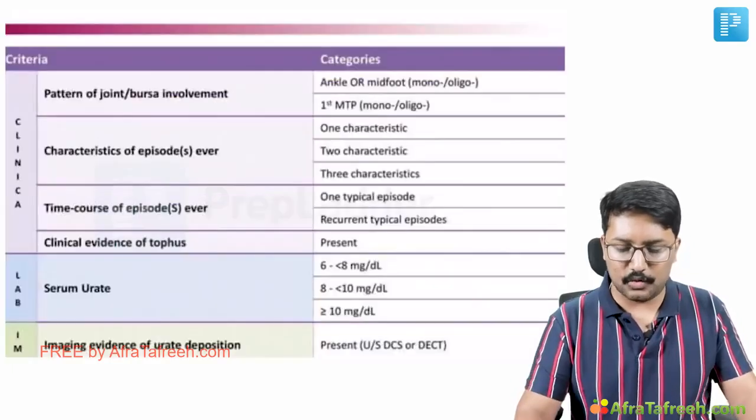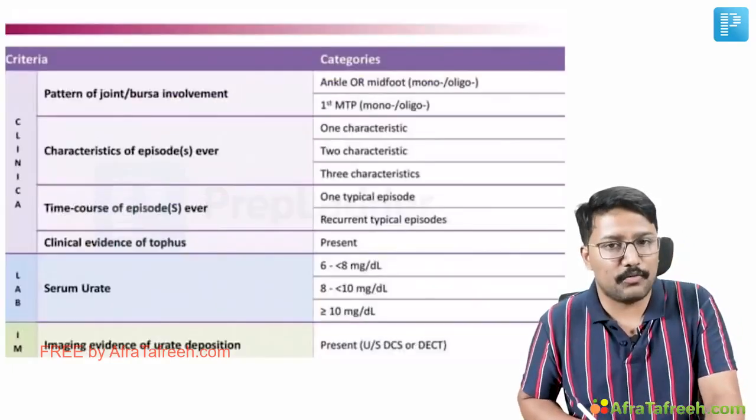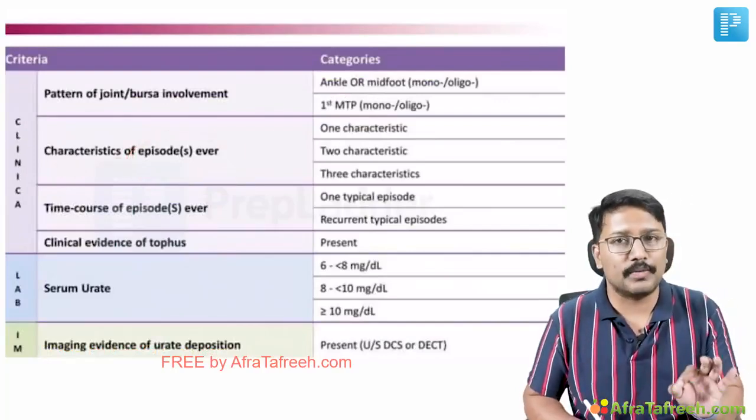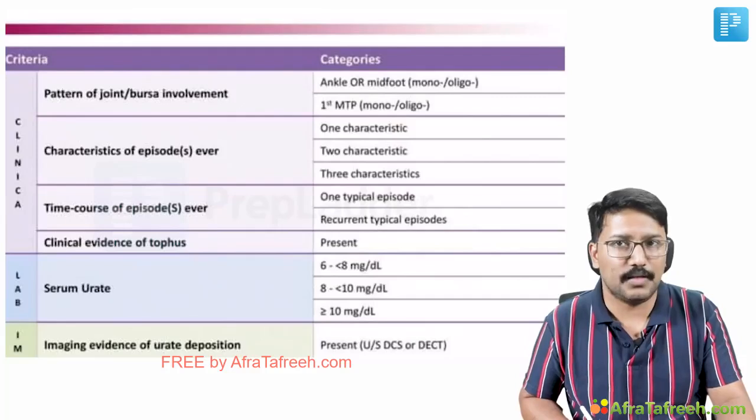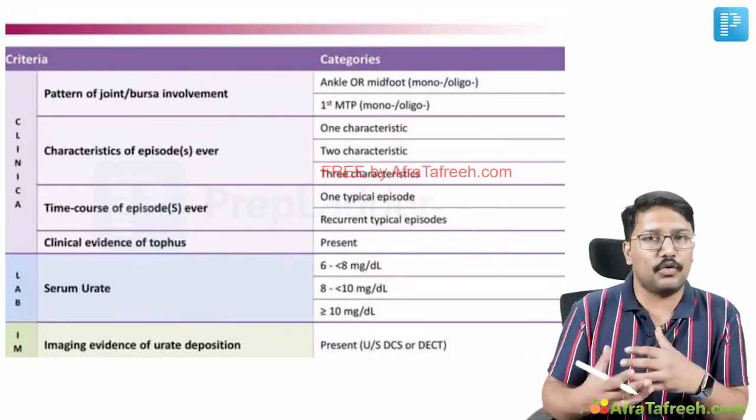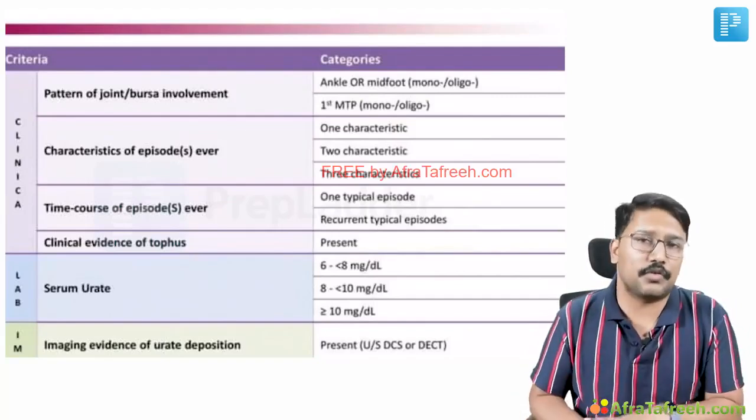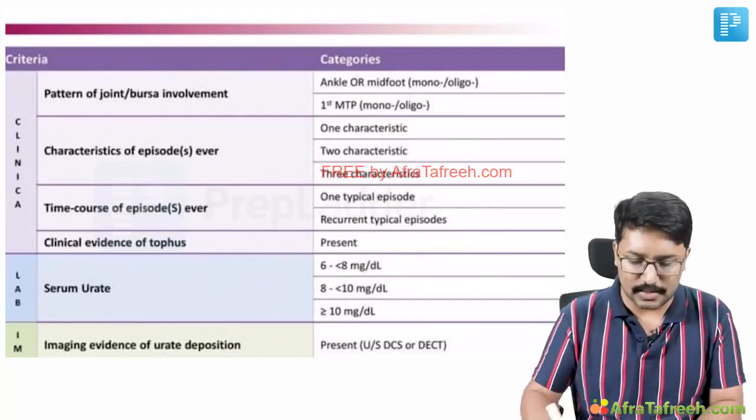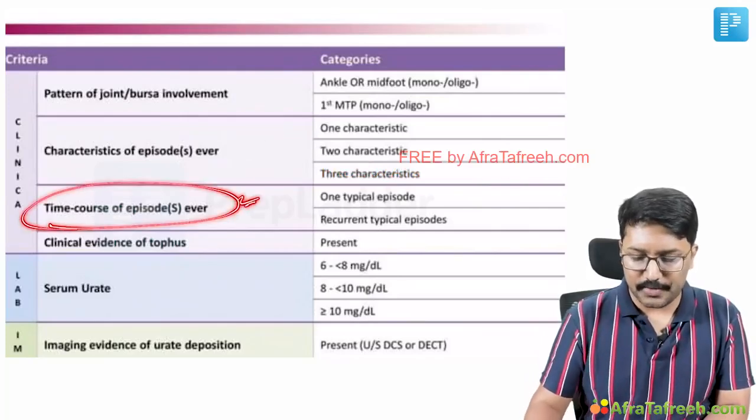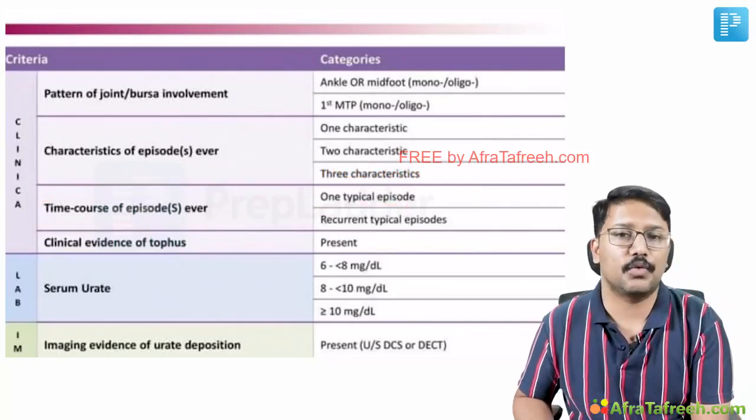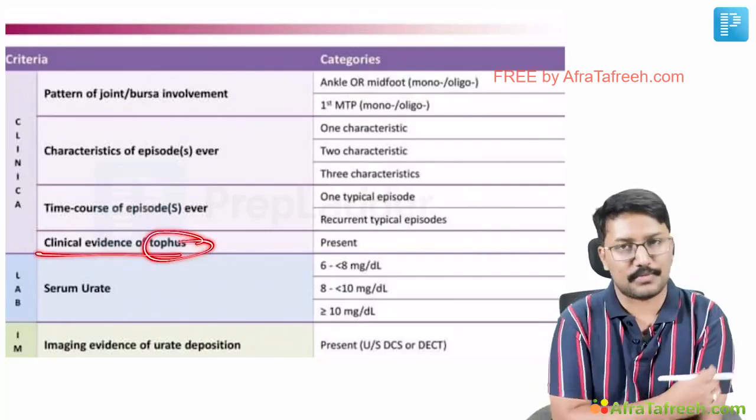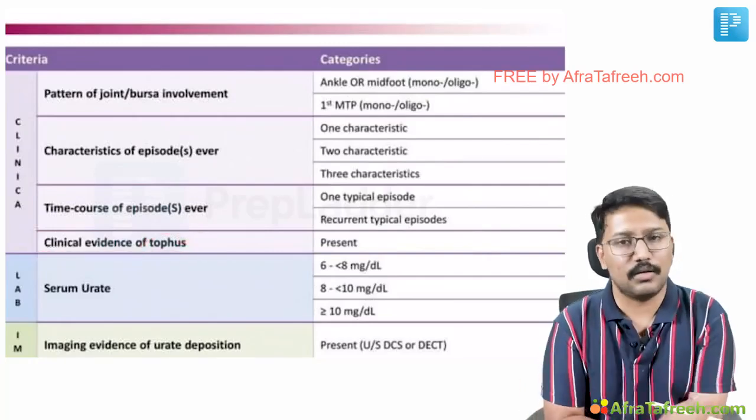Now let us talk about the clinical domain. So clinical domain looks into pattern of joint or bursa involvement. Then it also looks about the characteristics of episodes of arthritis whenever they occur, right? So typically gout is monoarthritis, and the episodes, whether it is oligo or mono, and what are the characteristics of those arthritic episodes is the second component. Then time course of the episodes, whether there was one typical episode or whether patient was going through recurrent typical episodes, and then the clinical evidence of tophus, whether the tophi are present or not, right?